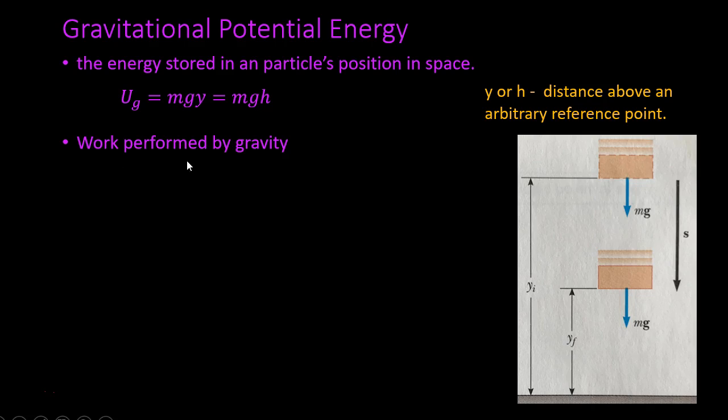In this case, when we're talking about gravitational potential energy, the work is being performed by gravity or the gravitational field. And our equation for that is that the work performed is equal to negative the change in the potential energy. And again, you can see that flips the order of our initial and final positions.